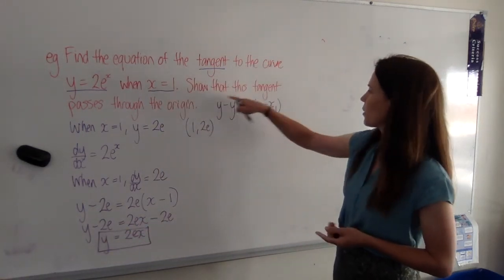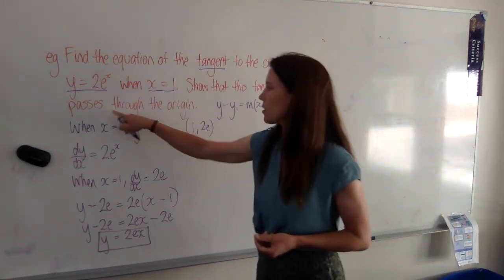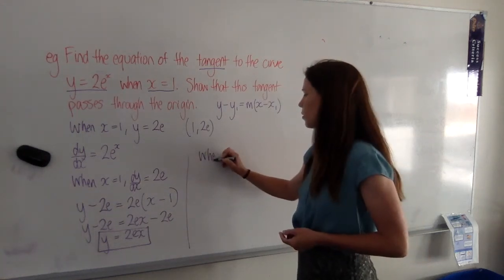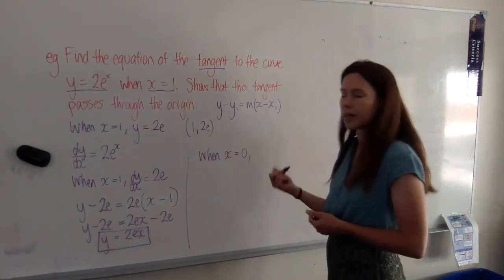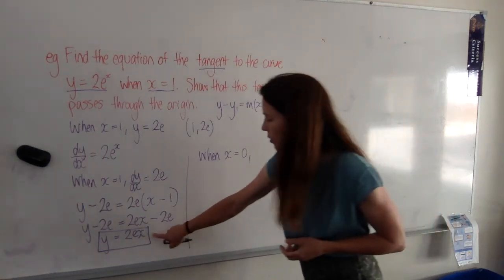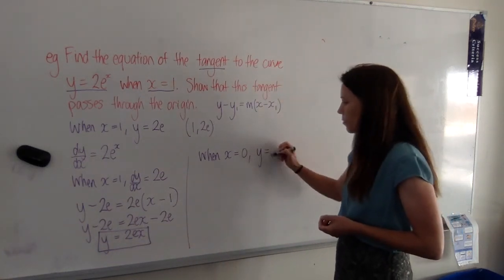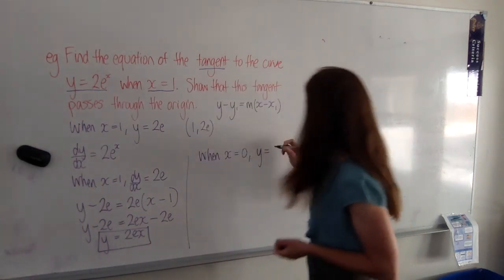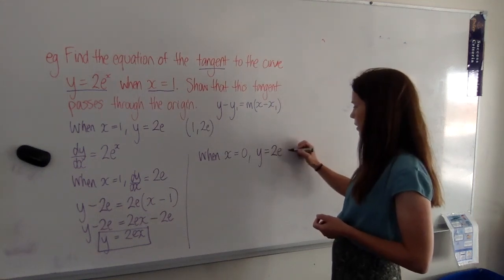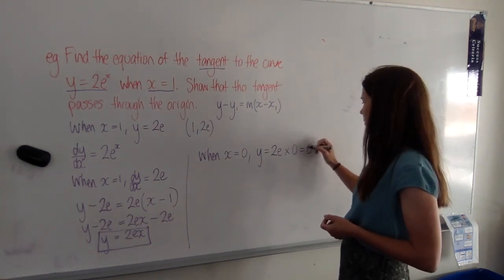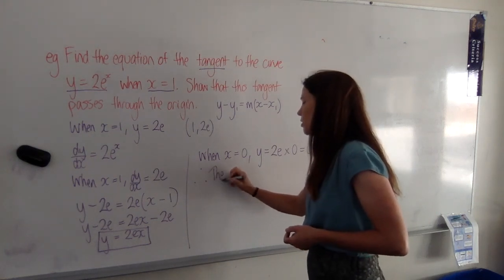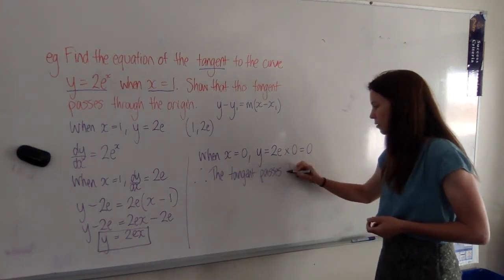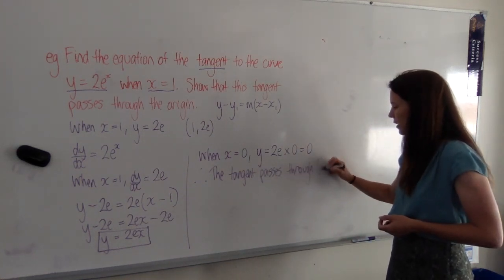At that point I need to check what else needs doing, show that this tangent passes through the origin. Okay, continuing on, I'll continue on up here. When x equals 0, now I'm hoping that y will equal 0 in this curve here. So sub in x equals 0, we have 2 times e times 0, and that gives me 0. Therefore, the tangent passes through the origin. And I could write that neatly as (0, 0).